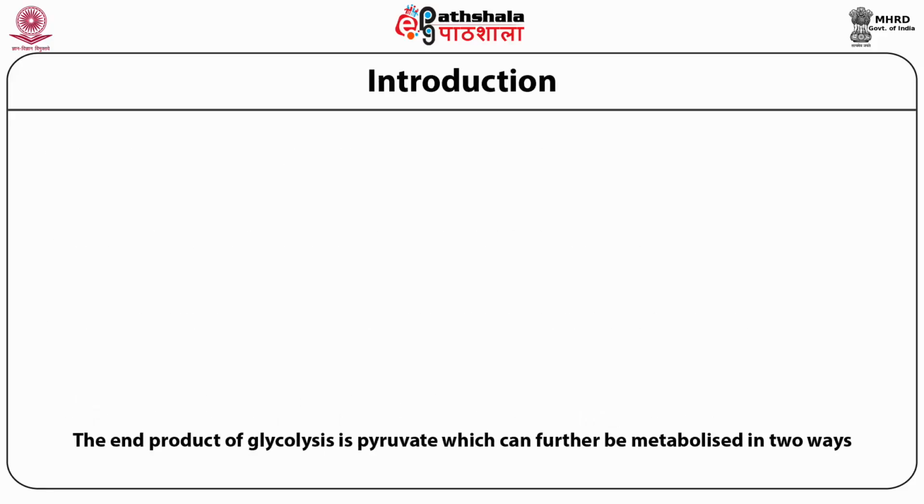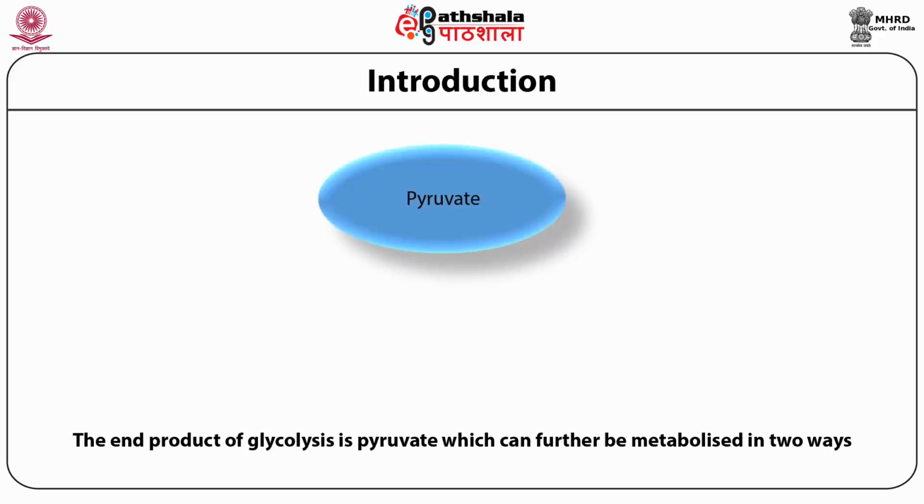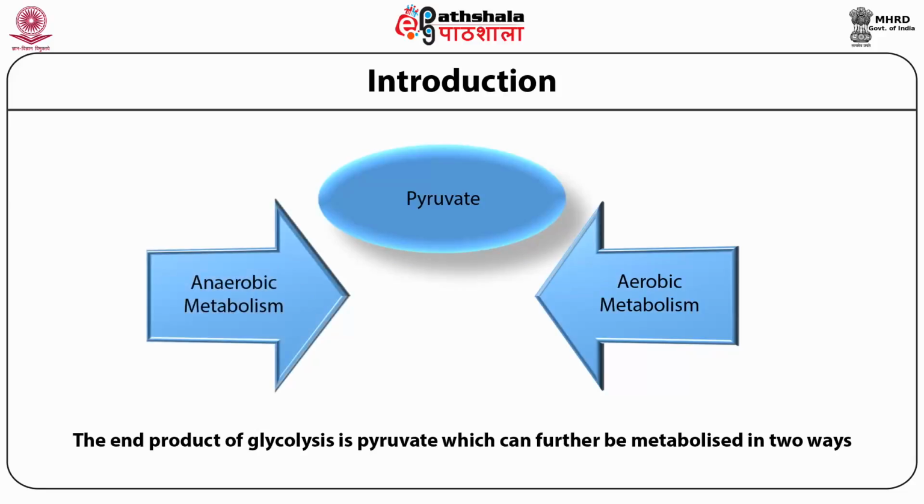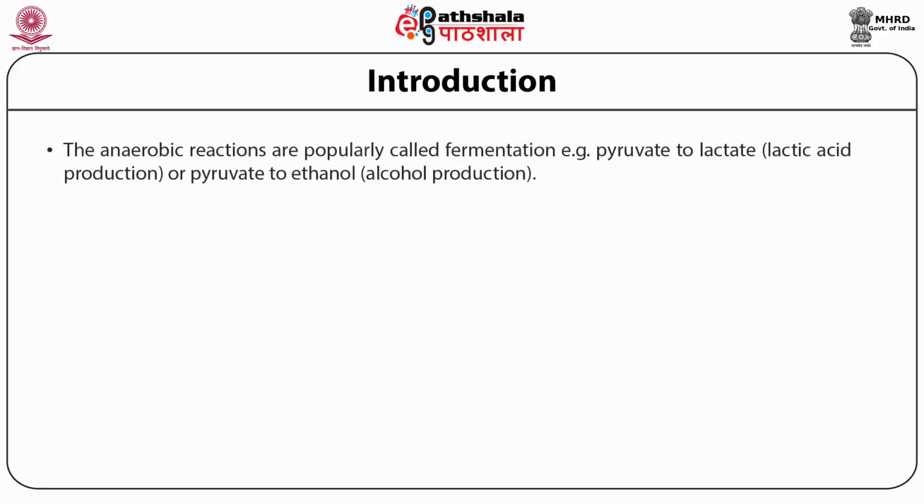This part indicates the fate of pyruvate. The pyruvate can undergo aerobic metabolism, or it may undergo anaerobic metabolism. The anaerobic reactions are popularly called fermentation, that is pyruvate to lactate, which is lactic acid production, or pyruvate to ethanol, which is alcohol production.